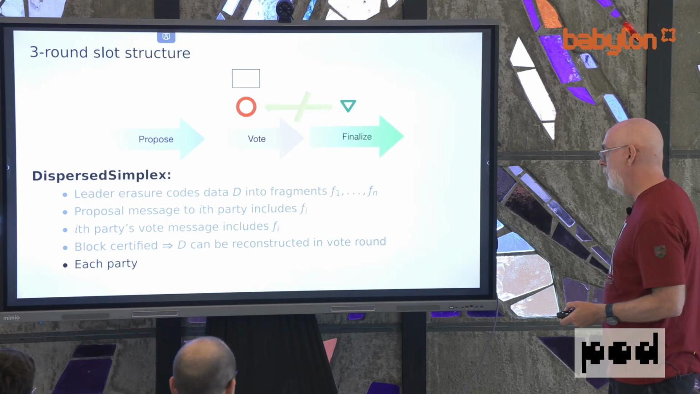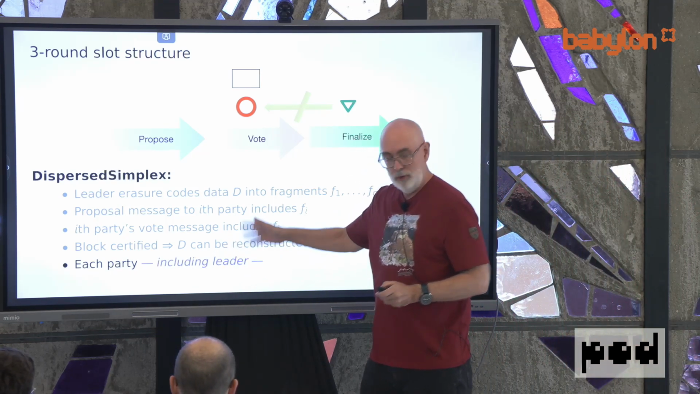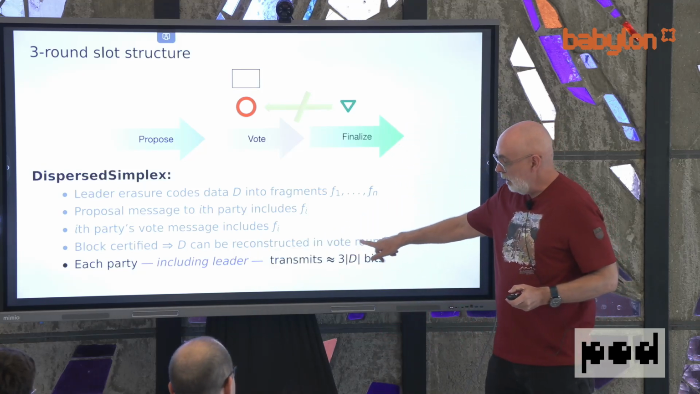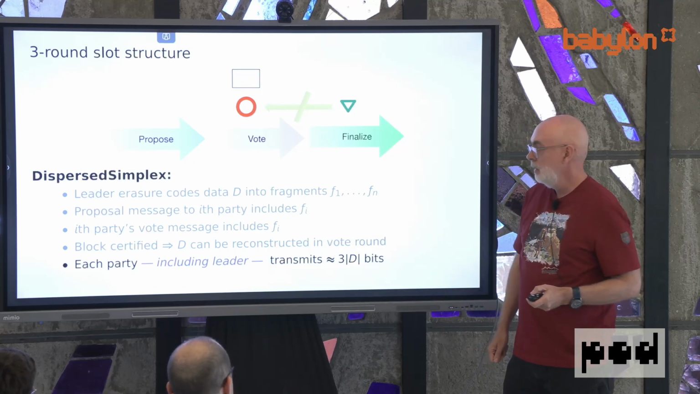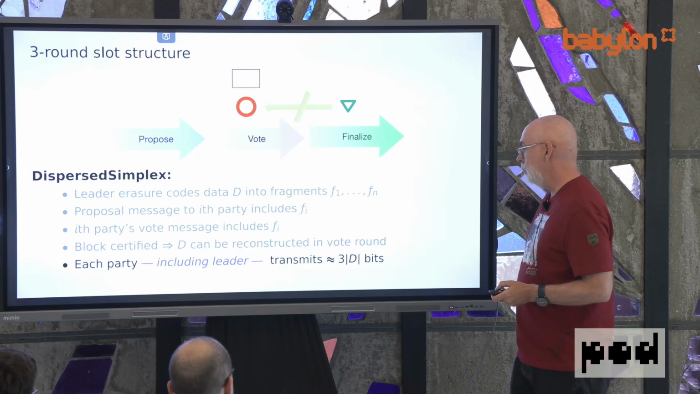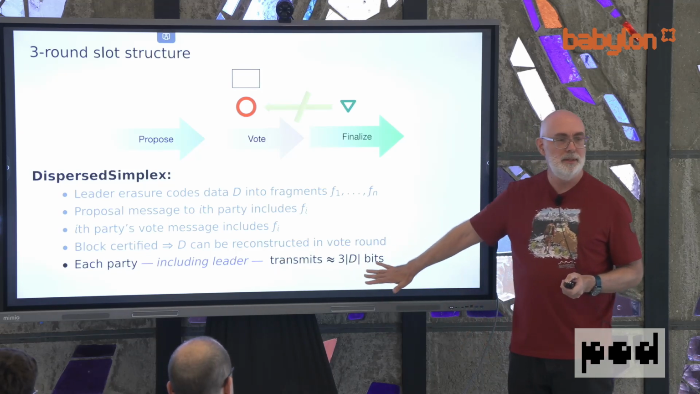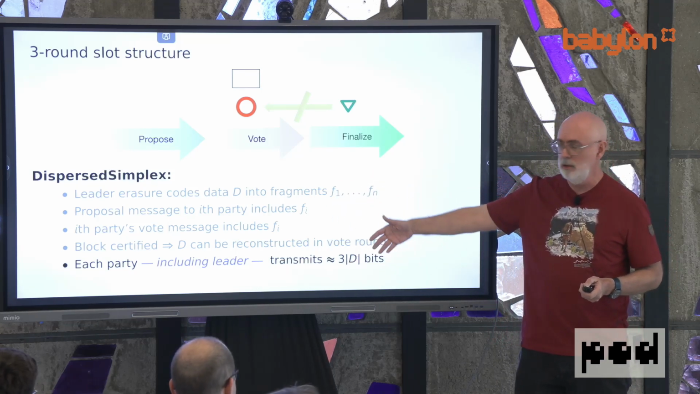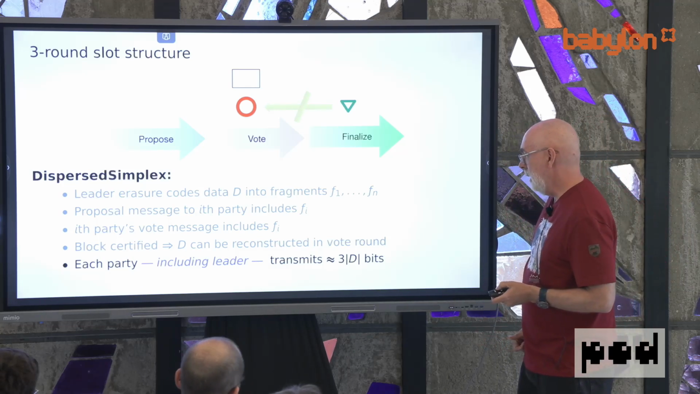And the observation then is that each party, if you're careful about it, including the leader, is just going to transmit a total number of bits equal to 3 times the data size. So it gives you perfectly balanced communication. Okay, there's this 3 here, which is a little bit annoying. It'd be nice if it were 1. There's a variant in this paper with a stable leader that actually gives you 1.5. So that could be nice in practice.